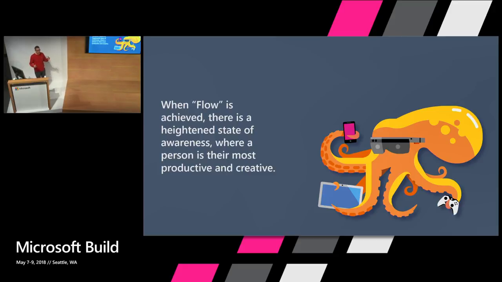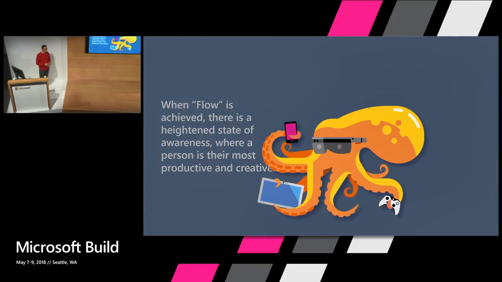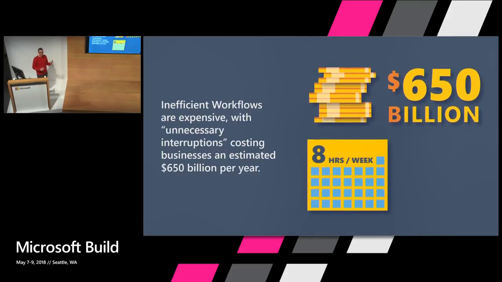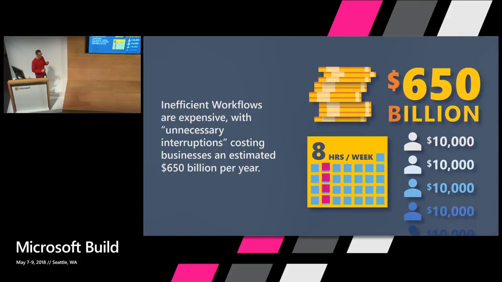But more so than just being a psychological state of mind, it's really expensive right now for businesses for people to be outside of this flow state, because unnecessary interruptions are costing an estimated $650 billion, with a B, a year. And that breaks down to like 20% of a worker's week being blocked by these speed bumps, keeping them from achieving that flow state, and costing about $10,000 per information worker per year.